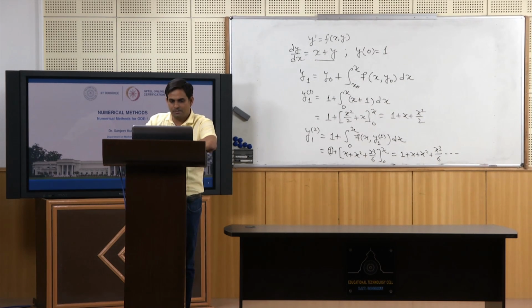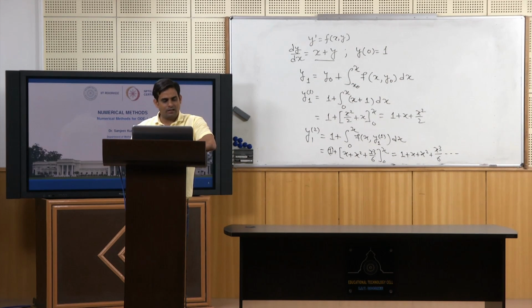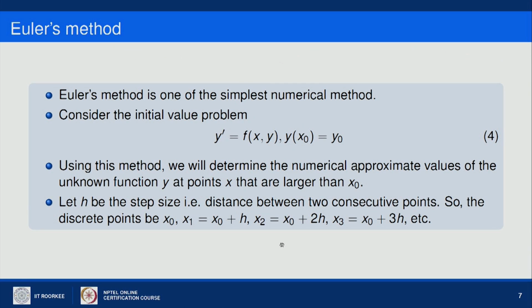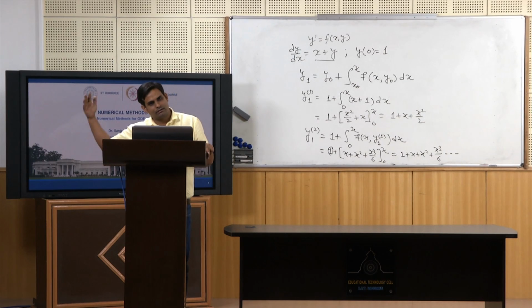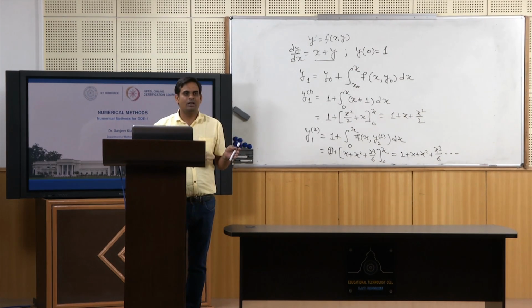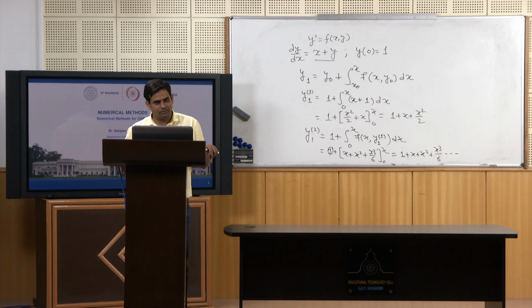So, if h is the step size, the distance between two consecutive points, and all points are uniform, as we are assuming here, my x1 will become x naught plus h, x2 will become x1 plus h, that is x naught plus 2 times h, and so on. By Euler's method we will find approximations of y at all those xi, like x1, x2, xn, where x naught is given. In that way we can find the value of y in a given interval at some uniform points. We start with x naught, then calculate y1, then using y1 we calculate y2, using y2 we calculate y3, and so on.